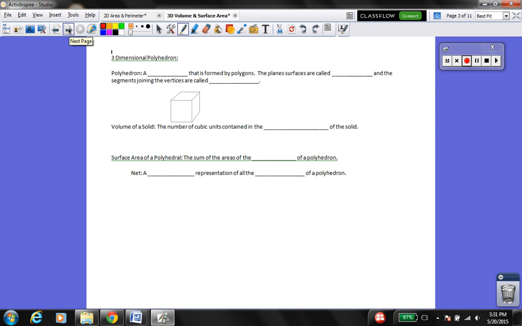So the first thing, what is a polyhedron? A polyhedron is a solid that is formed by polygons. The plane surfaces are called the faces, and the segments joining the vertices are called the edges. So underneath you can see a polyhedron of the cube. Each of these sides are known as edges, and the flat surfaces are known as the faces.